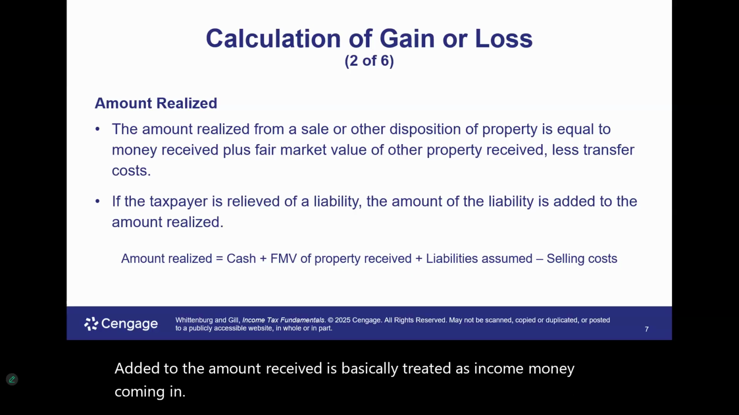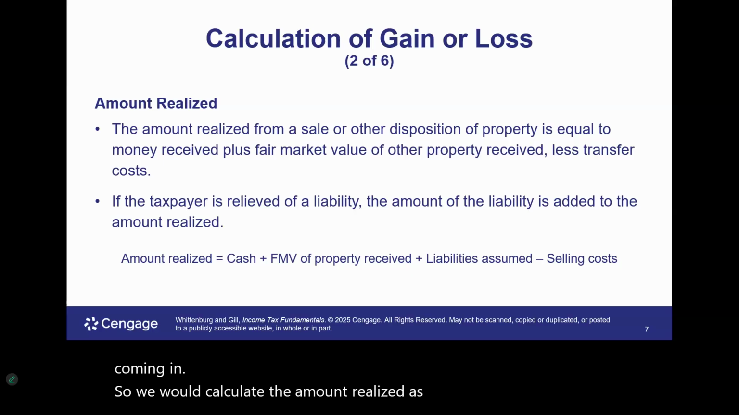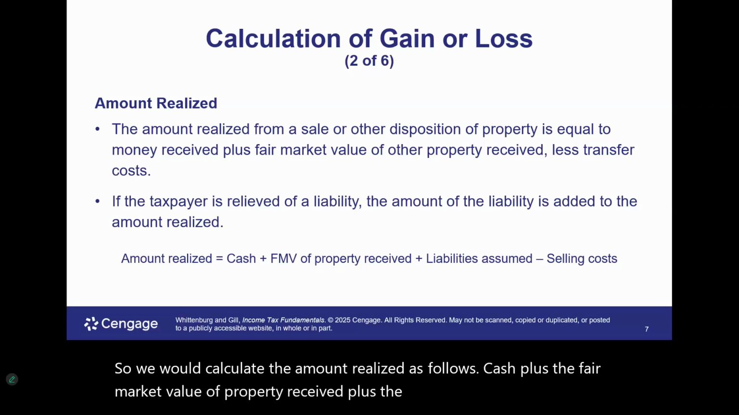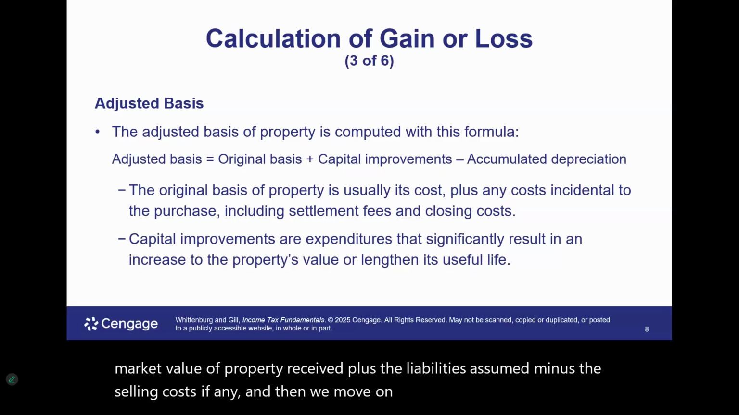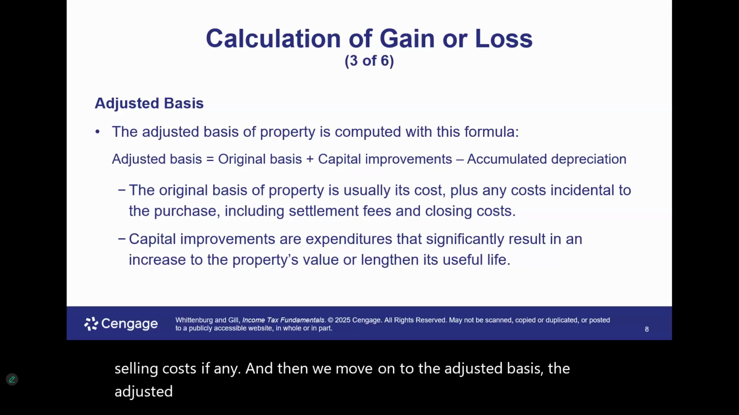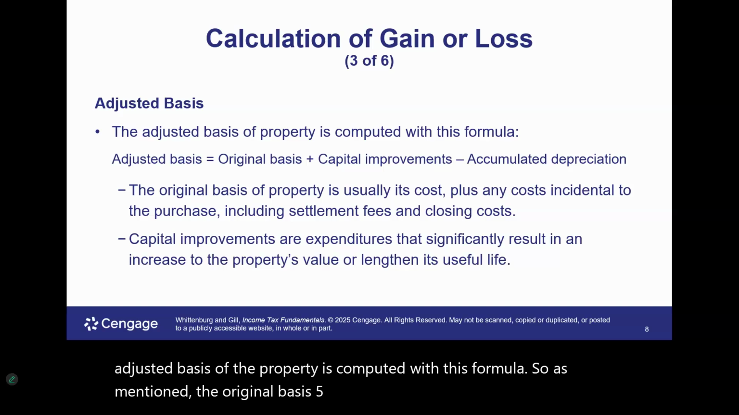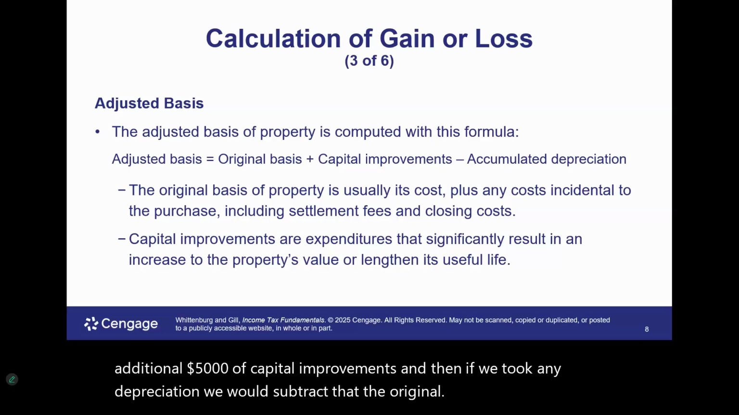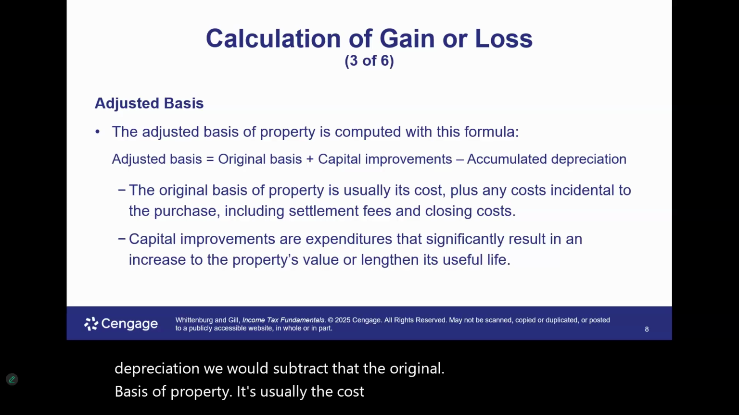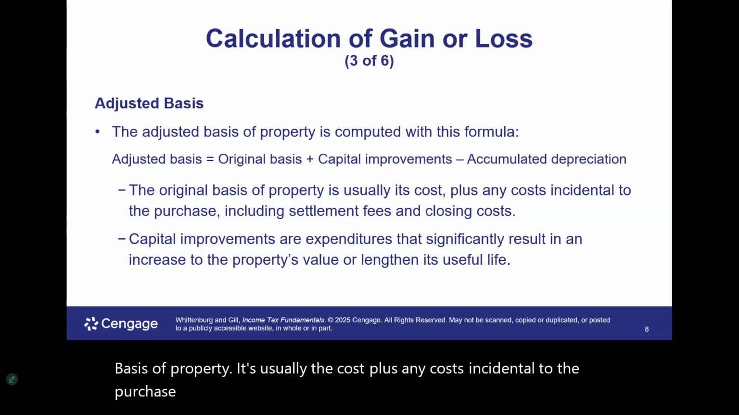So we would calculate the amount realized as follows: cash plus the fair market value of property received plus the liabilities assumed minus the selling costs, if any. And then we move on to the adjusted basis. The adjusted basis of the property is computed with this formula. As mentioned, the original basis, $5,000 for the car that we purchased, plus the additional $5,000 of capital improvements. And then if we took any depreciation, we would subtract that. The original basis of property is usually the cost plus any costs incidental to the purchase, including settlement fees and closing costs.